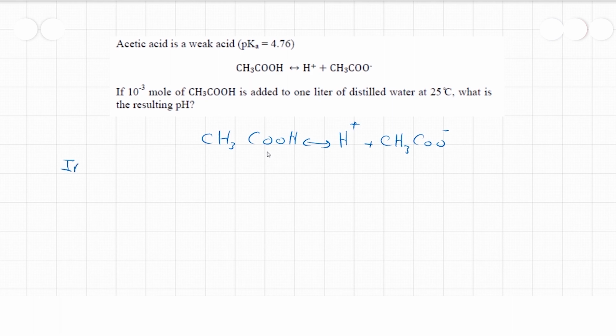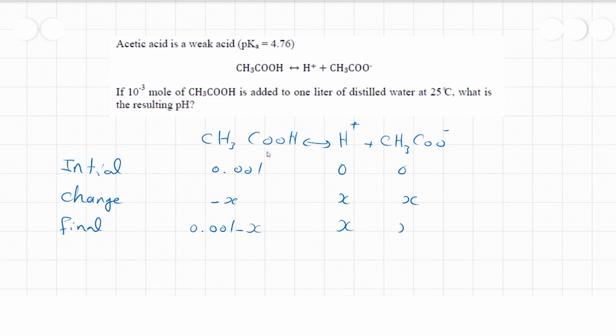I have initial concentration. In here I have 10 to the power minus 3, which is 0.001. And I have, in that case, the hydrogen ions will be 0 and the acetate ions in the initial concentration will be equal to 0. The change, I will assume in here it is minus x, in here it is x, and in here it is x as well. Now the final concentration would be equal to 0.001 minus the change that happens, the x. In here it will be x and in here it will be x as well.